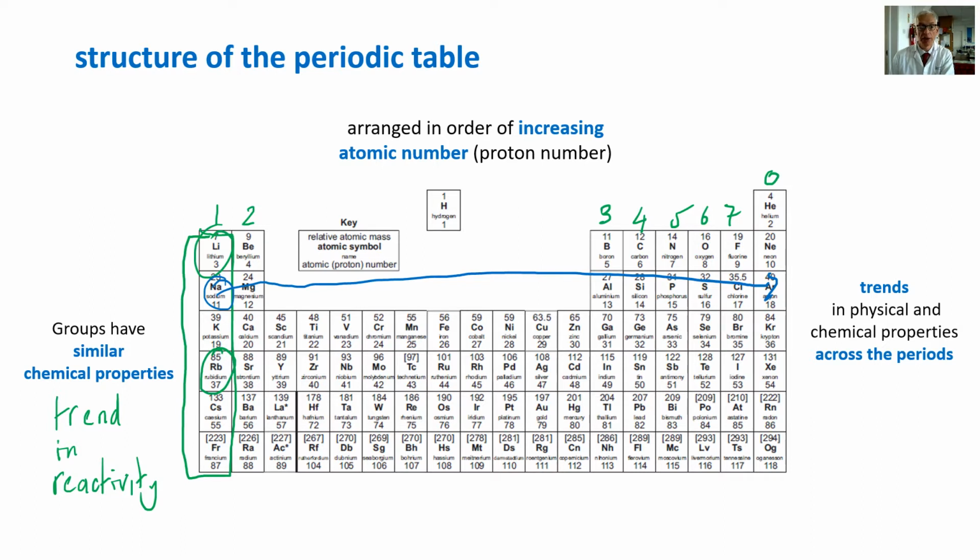So the study of the trends in the periods, left to right, so the periods are the horizontal rows. So the third period is sodium through to argon. The study of the trends in both physical and chemical properties is the subject of this topic.